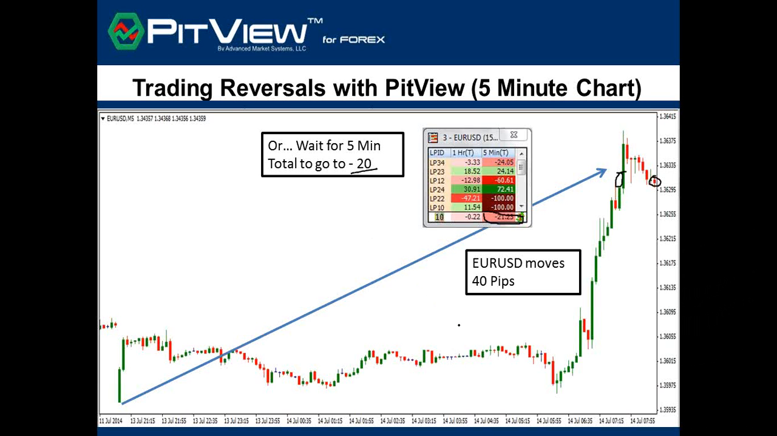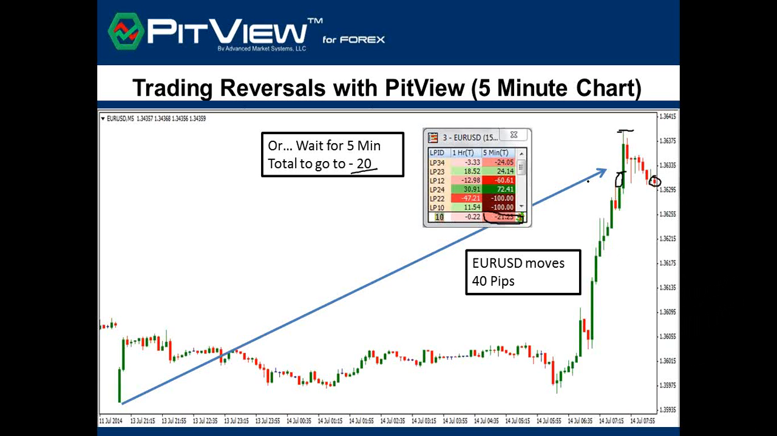Using pair view as an actual entry tool could have actually gotten you into the trade earlier. And by the time it would have hit your entry on the moving average crossover, pair view could have gotten you into the trade, and you would have probably already come very, very close to actually hitting your max profit, or hitting a max profit on the trade.